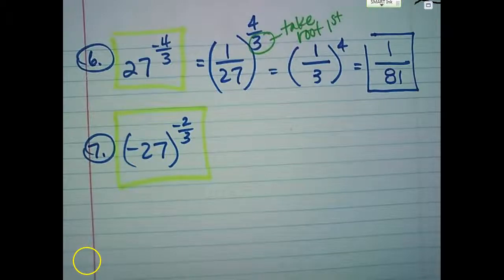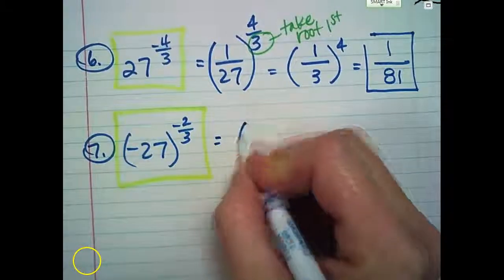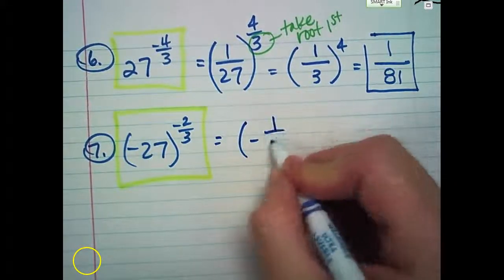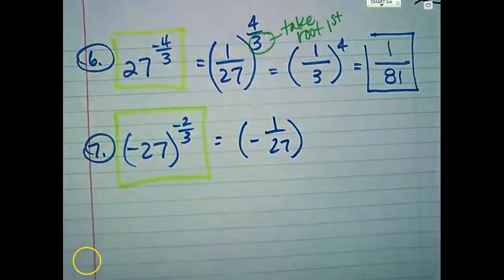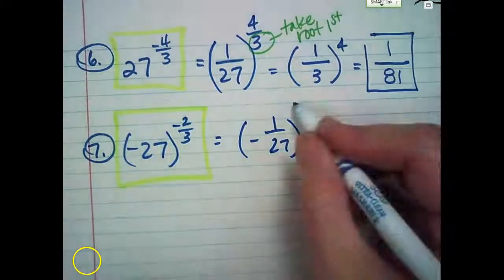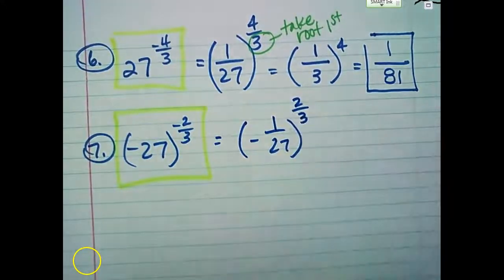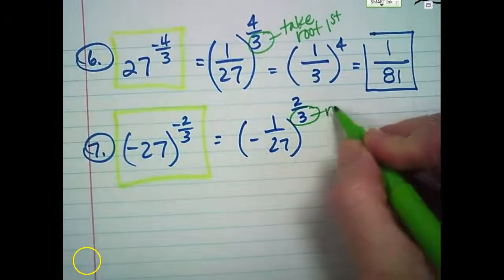Flip it first. So this becomes negative 1 over 27. Agree? To what power? 2/3. Take the root first.